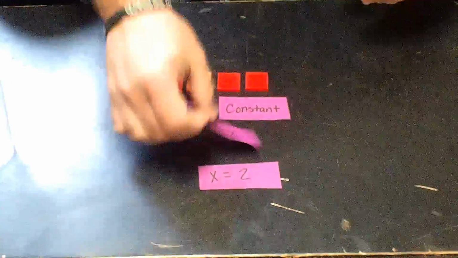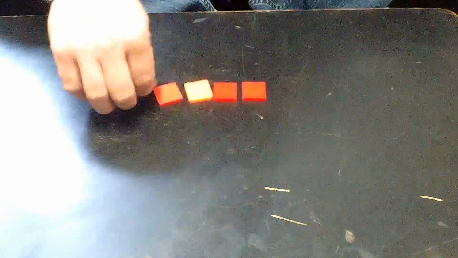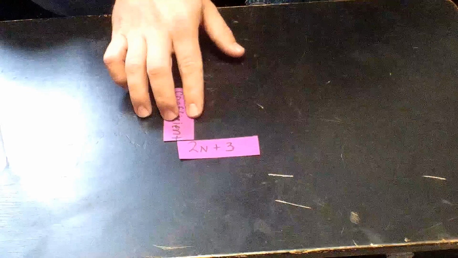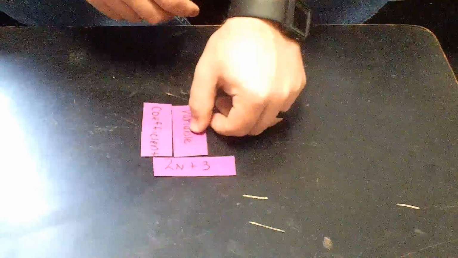So let's move on to a different one. Let's see here. Let's do the 2n plus 3 again. So this one has a coefficient. So here's the coefficient. The coefficient would be 2. We also have a variable there. We don't know what that n equals, but we will here in just a minute.